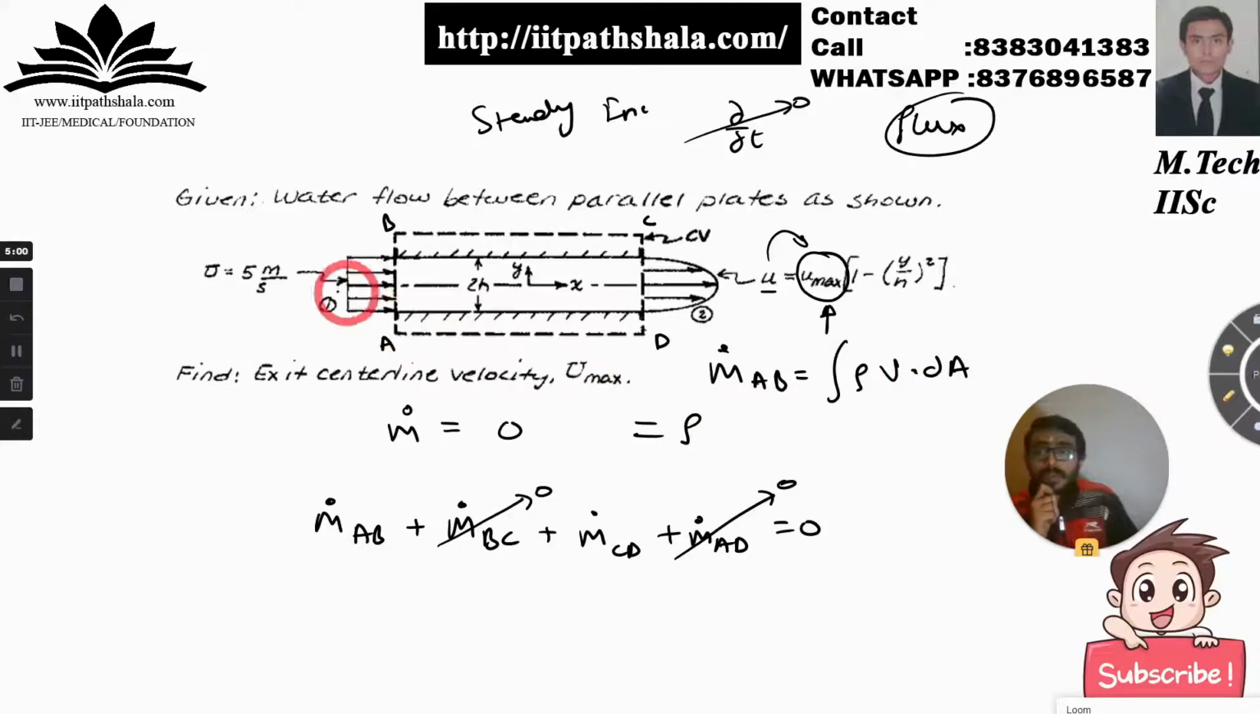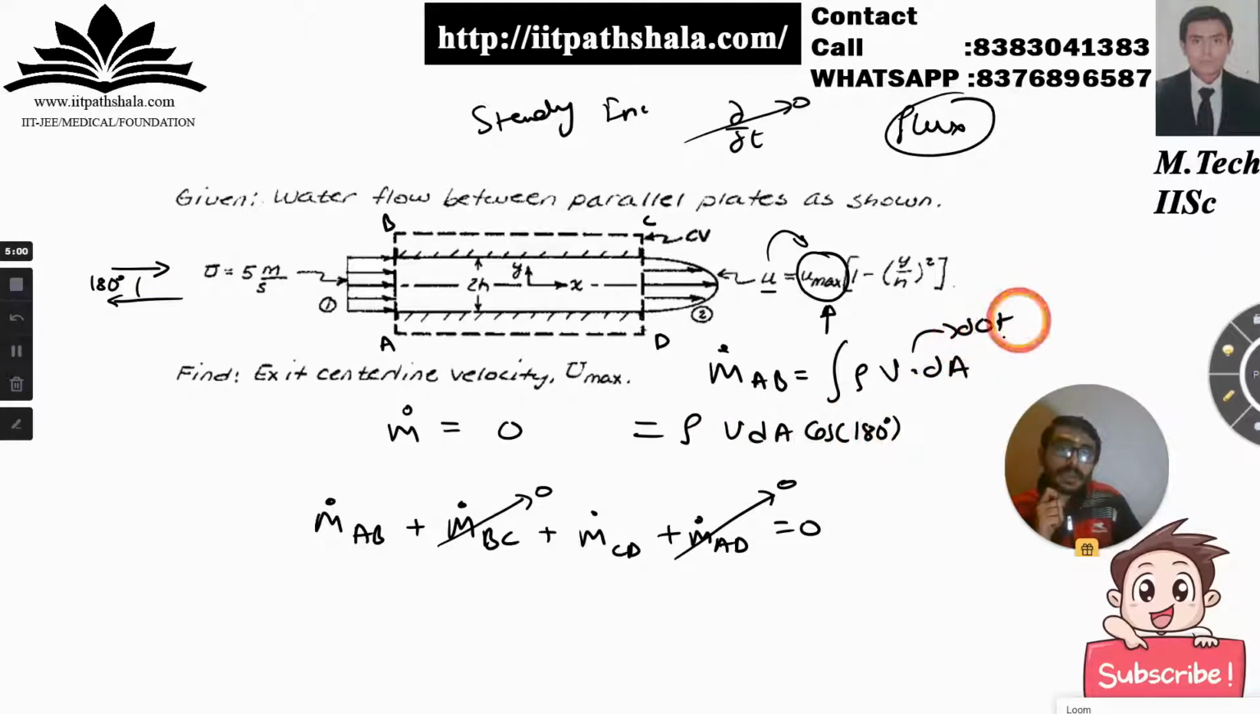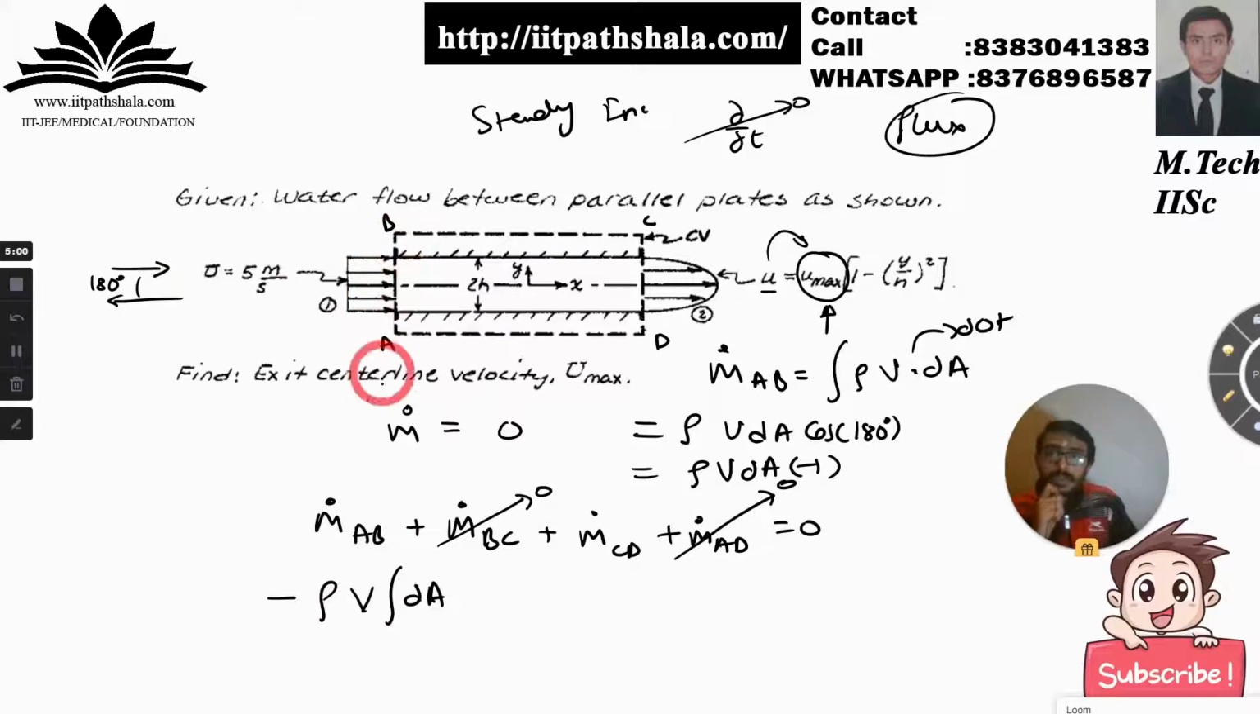Now there is a dot product over here. As you can see, velocity is coming inside, area vector is outside, so there is an angle of 180 degrees. So V dot dA will be V dA cos 180 degrees, because this is a dot product. So it will be rho V dA times minus 1, so minus of rho V integration of dA. Because the velocity is constant, I can just write it as A over here. Plus mass flow rate across CD should be equal to 0.